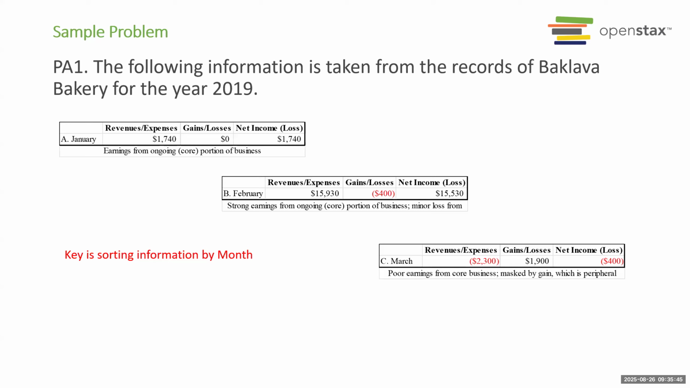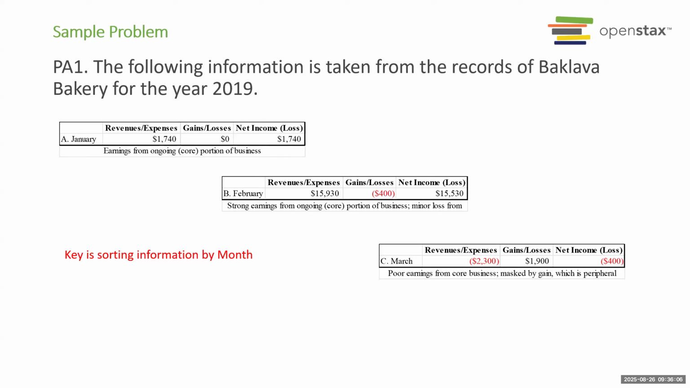Then in February, we have revenues less expenses of $15,930, and then we have a $400 loss. Again, strong earnings from ongoing business, and then we have minor losses from one-off events.